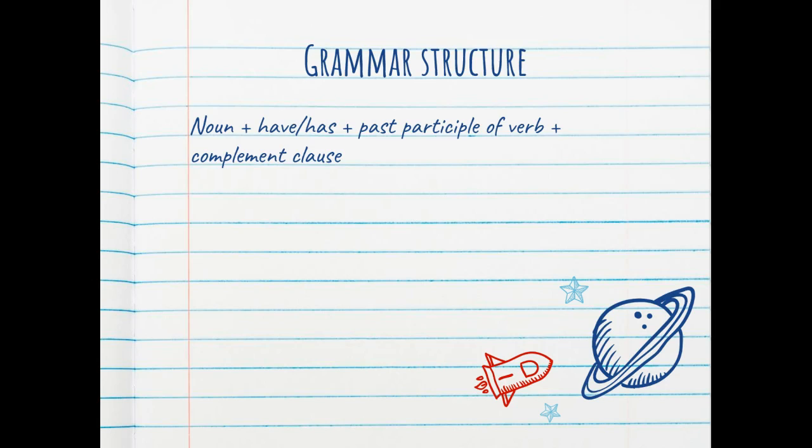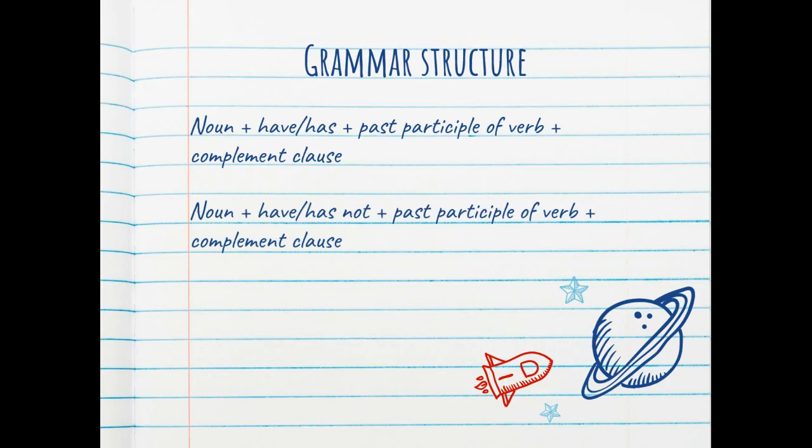As we have practiced before when we were talking about simple past, you are going to look at your verb table and your verb chart, and then there is going to be a specific section where it says past participle of the verb, and that's the one that we are going to be using to build our present perfect sentences. And finally, as always, we need a complement clause for our sentences.